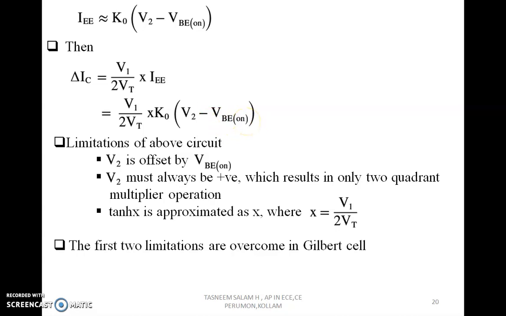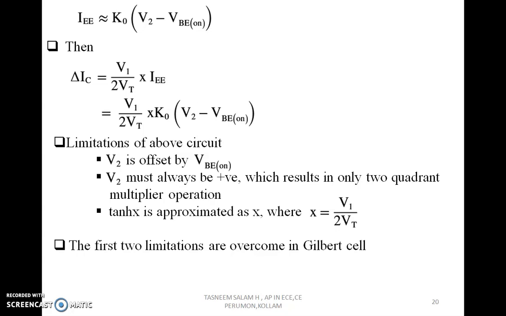So this is a simple multiplier cell. We have not got into the Gilbert multiplier cell yet. We have just seen a simple multiplier cell. And the limitations of this simple multiplier cell is that V2 is offset by VBE on, and also the voltage V2 must always be positive, which results in only two quadrant multiplier operation. Out of V1 and V2, V2 must always be positive.